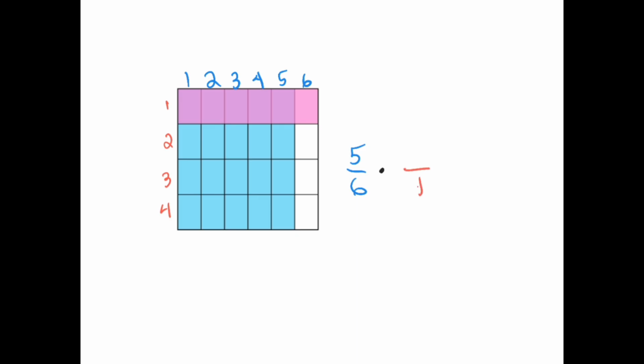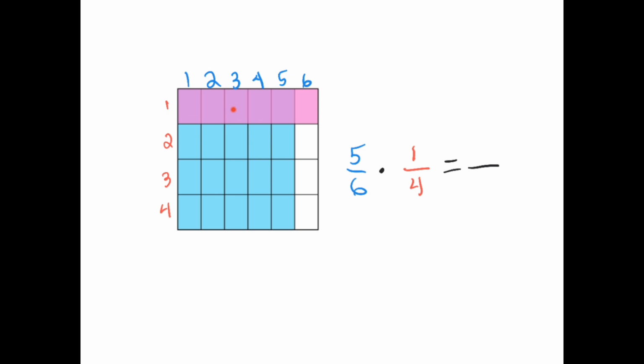3, 4. So the second fraction will be out of fourths. Then ask yourself how many of those fourths are shaded. So that would be the pink, and it's only 1. That top row is shaded. So it's 1/4.